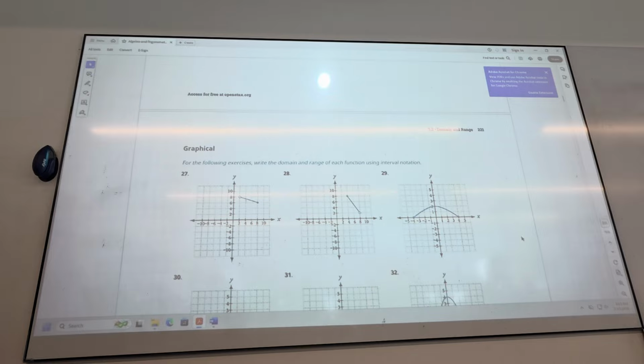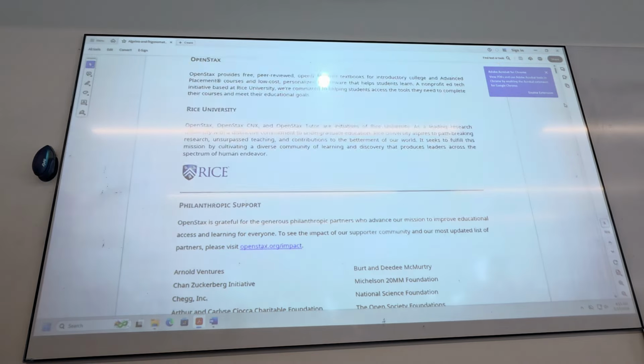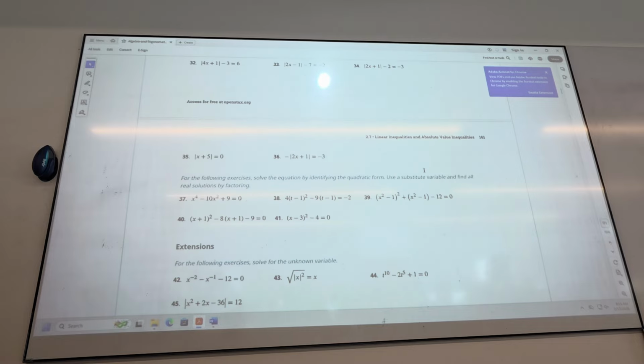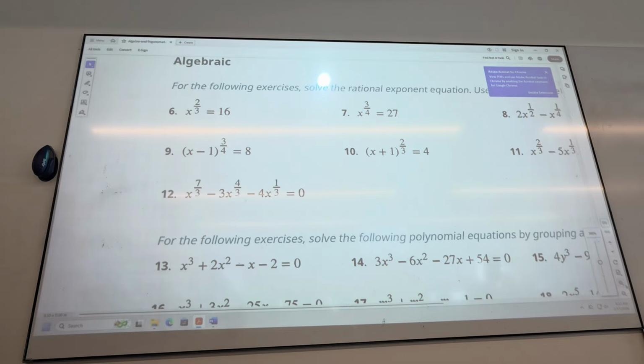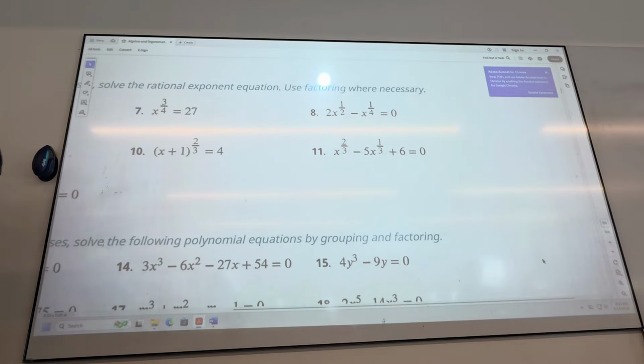Let's see, where am I at here? 2, 3, 2. Number 11? There we go. Ooh, look at that. So we did at least one problem like this.